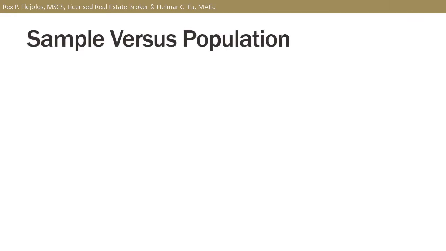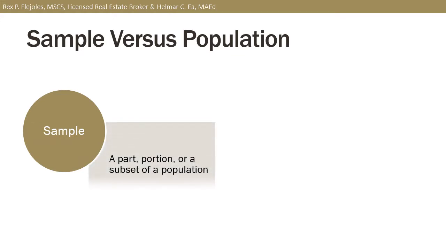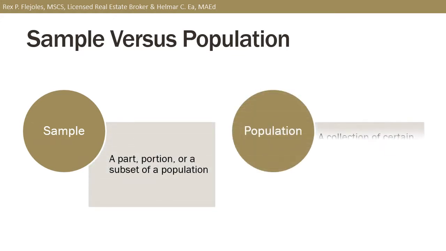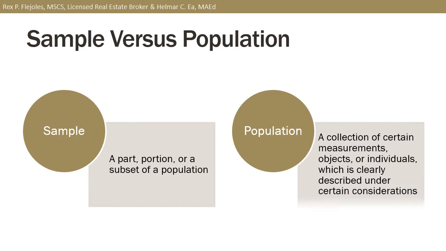Let us first recall some terms relevant to understanding sampling. A sample refers to a part, portion, or a subset of a population, while a population refers to a collection of certain measurements, objects, or individuals, which is clearly described under certain considerations.